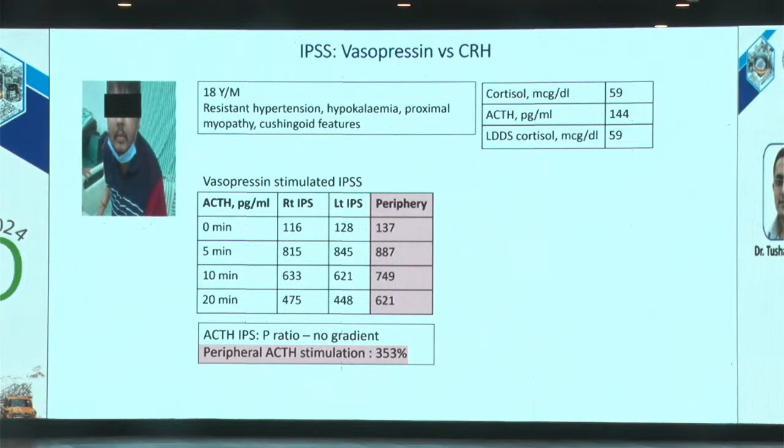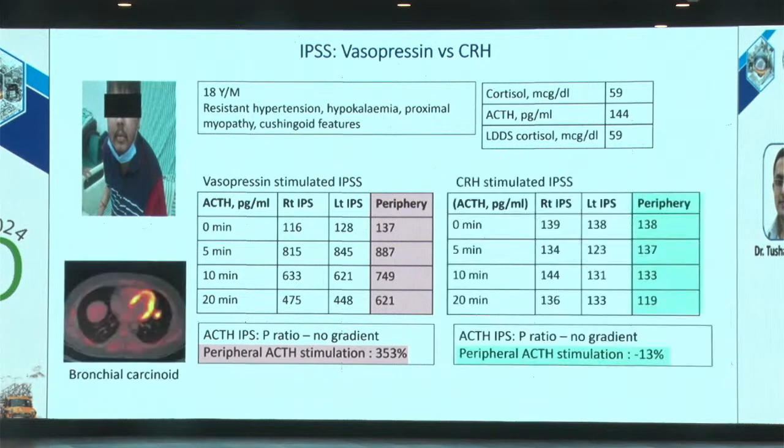So when you use CRH, you can get a confusing picture where you could have EAS presentation as well as CD presentation. So the patient was referred to us. We did a CRH stimulated IPSS where there was no gradient between the periphery and the petrosal sinus, and there was no peripheral stimulation, suggesting that, and it turned out to be bronchial carcinoid, so confirming that it is EAS.